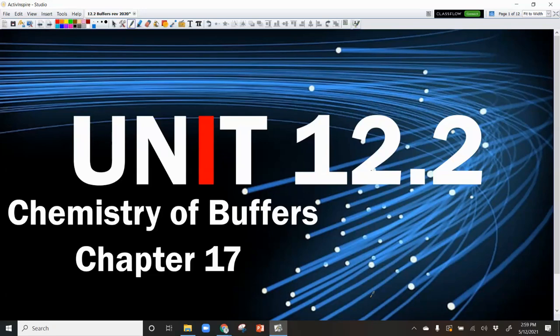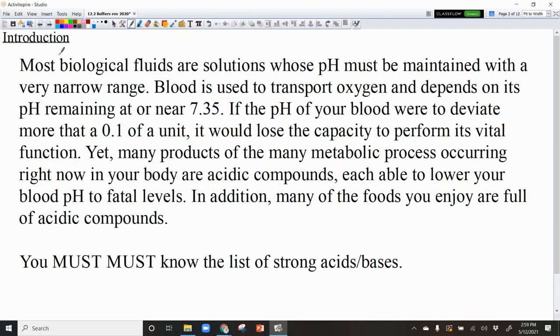All right, welcome back. This is 12.2, and we're going to talk about the chemistry of buffers. And this is still continuing chapter 17 on acids and bases. All right, so most biological fluids that we have in our body are solutions whose pH must be maintained at a constant pH within a very narrow range.